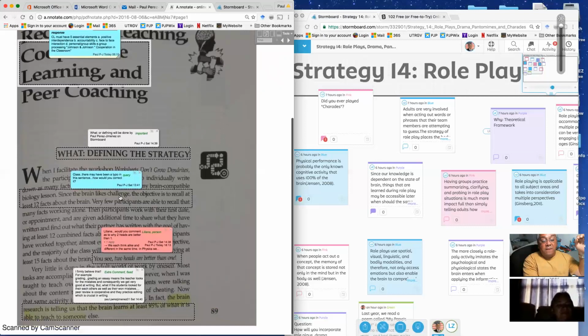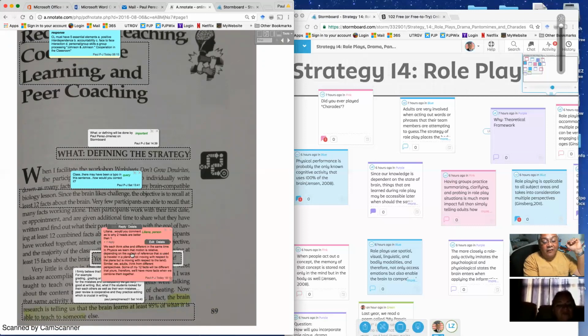Now, I've also done, as a teacher, I've gone over and I put in a question for Liliana, and I've made it in pink. I said, Liliana, would you comment as to why 2 heads are better than 1? And I highlighted that section. And what Liliana did is she responded.